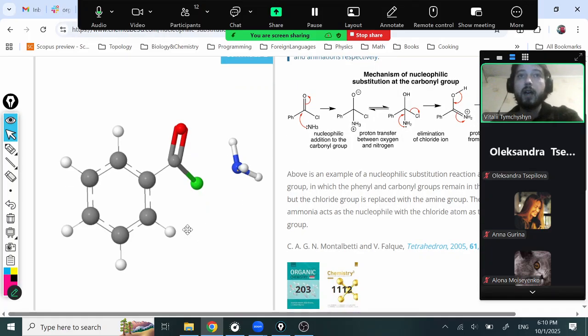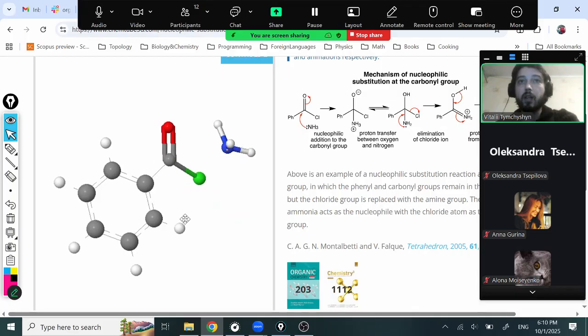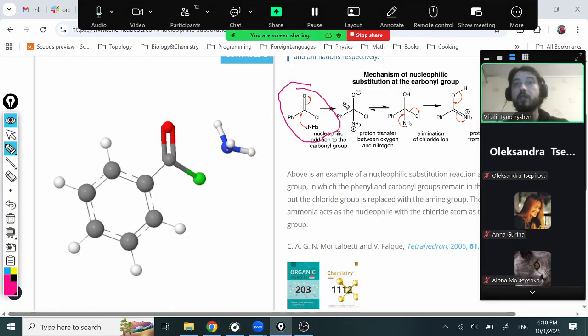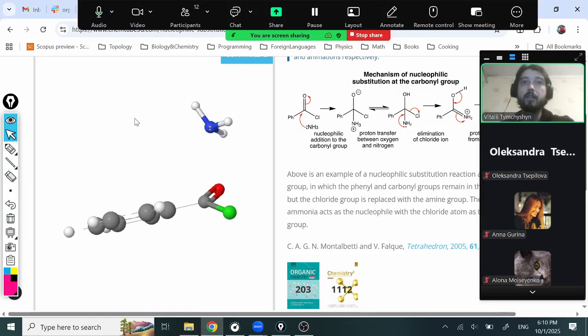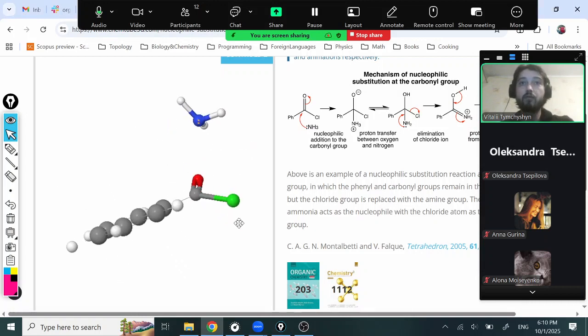Okay, so here we have a reaction. Here is a carbon atom. This is a carbonyl group. On the left, you see the same reaction, just presented in a more, let's say, flat way. So this is basically how we draw it, and this is a 3D view of what we have here.